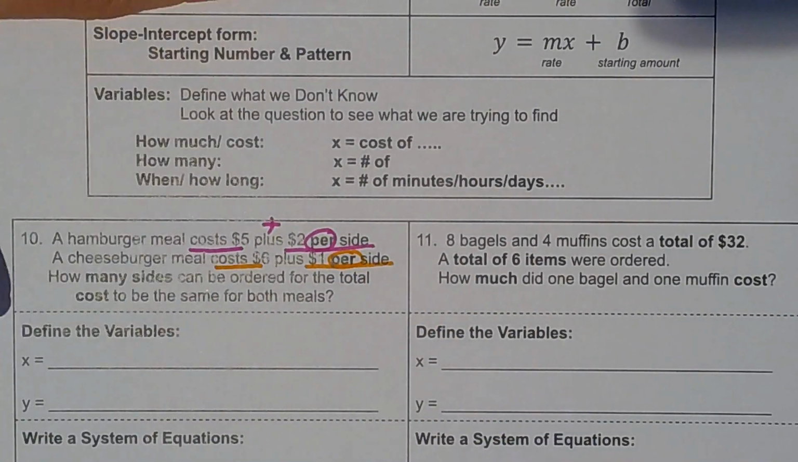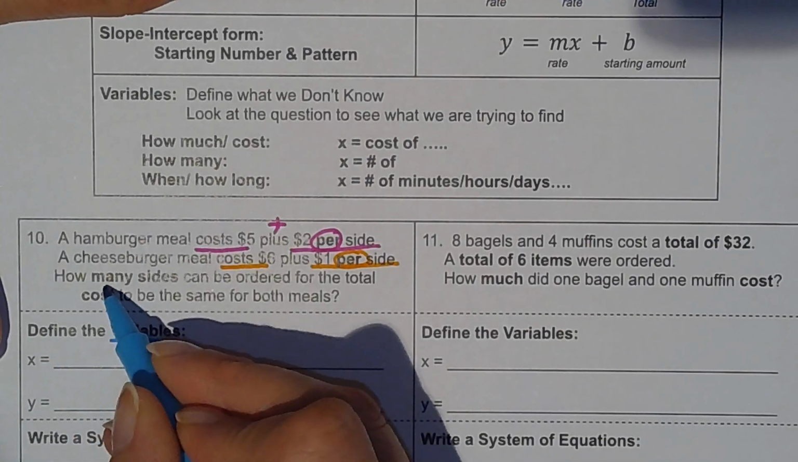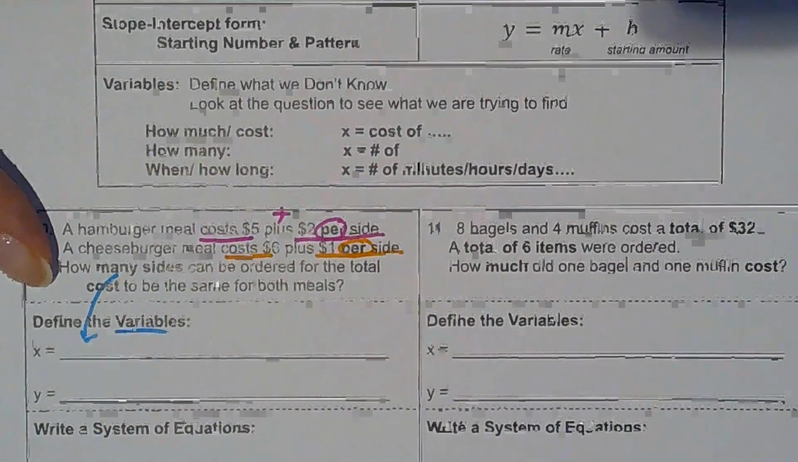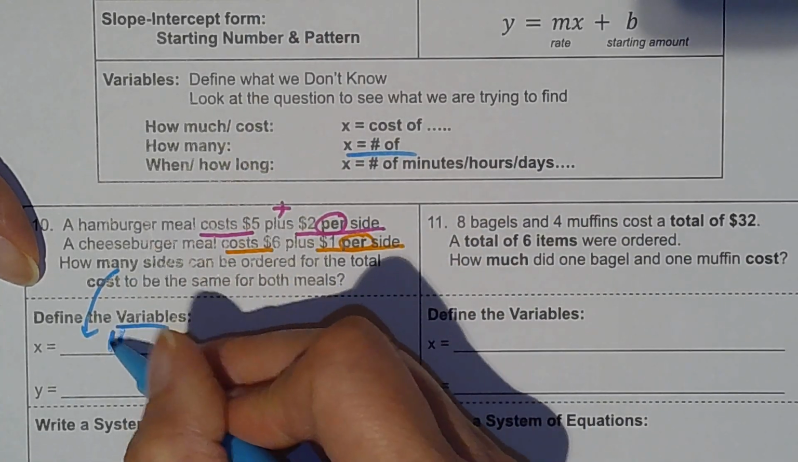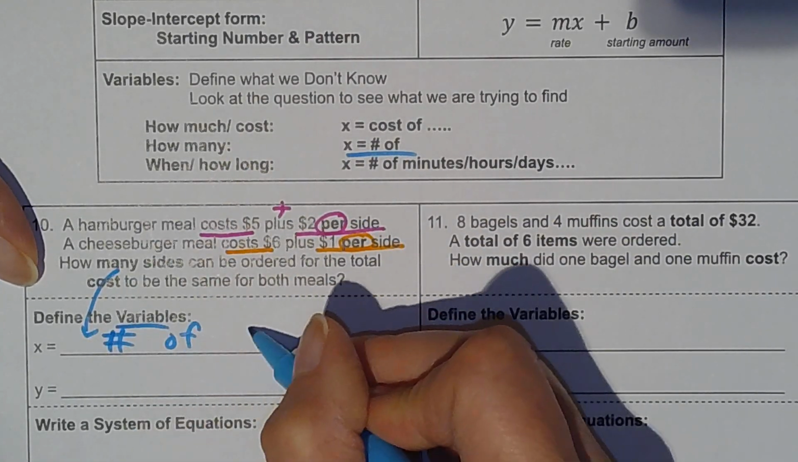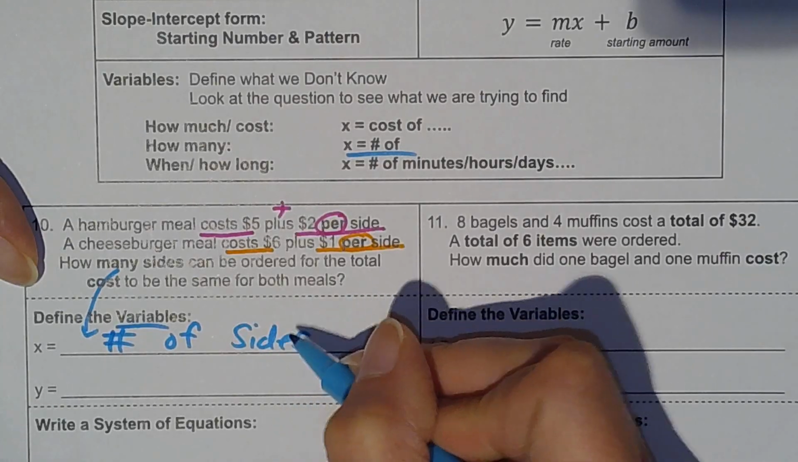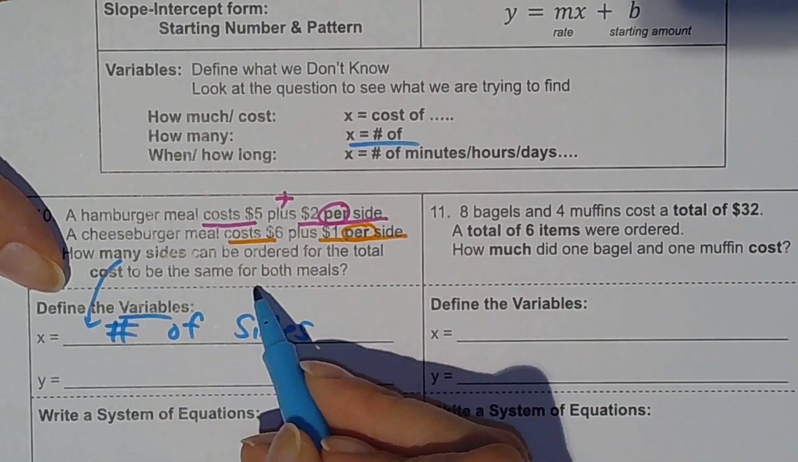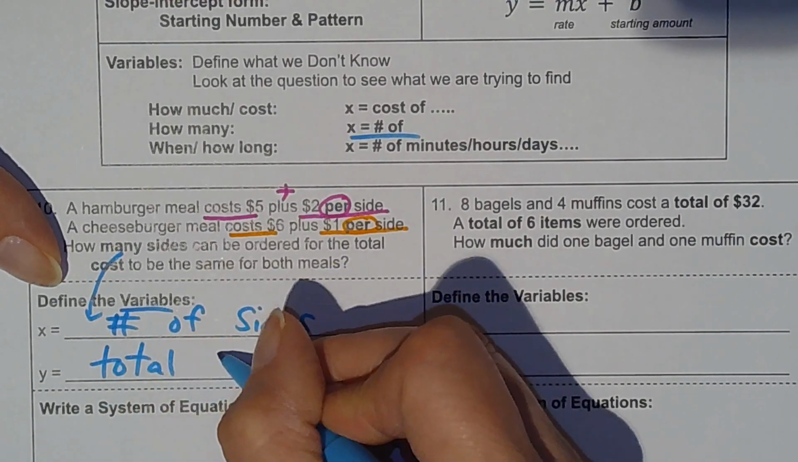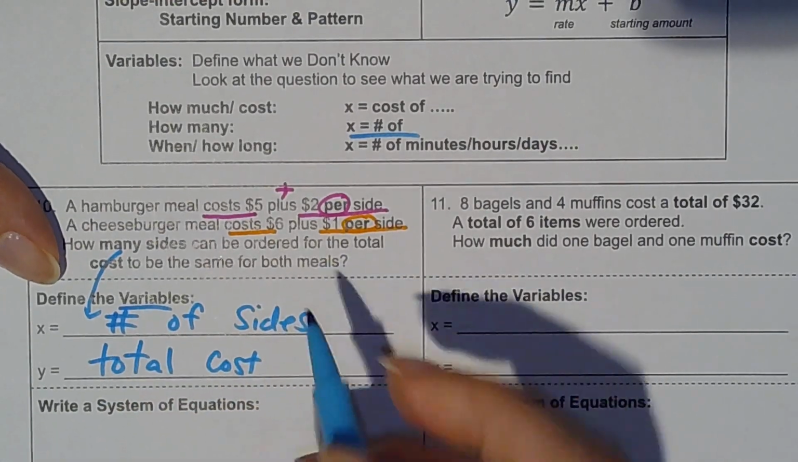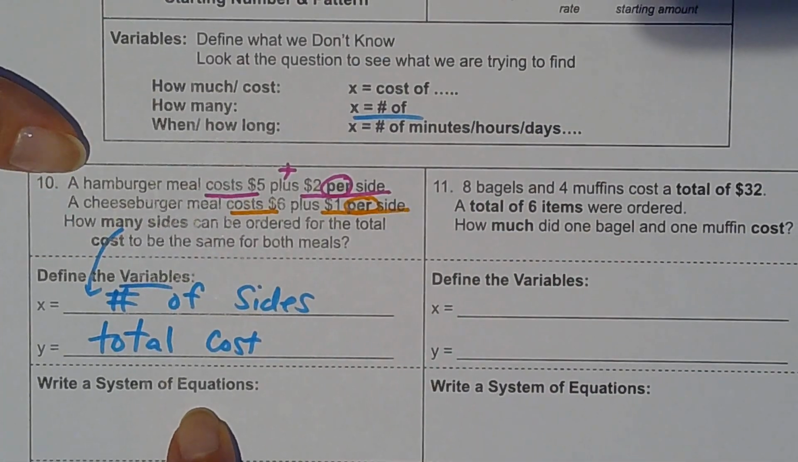Now the question is going to help us define the variables. How many sides? How many means number of. Number of sides. For the total cost to be the same, so y is going to be the total cost. So now I'm going to write my equations.